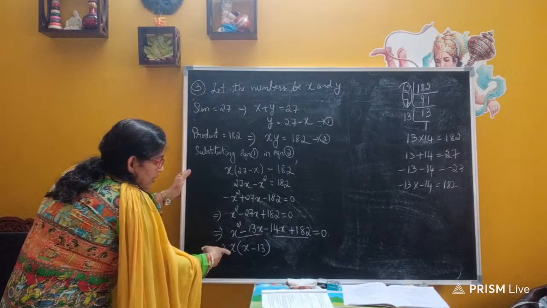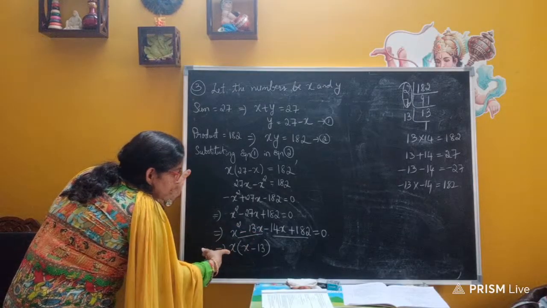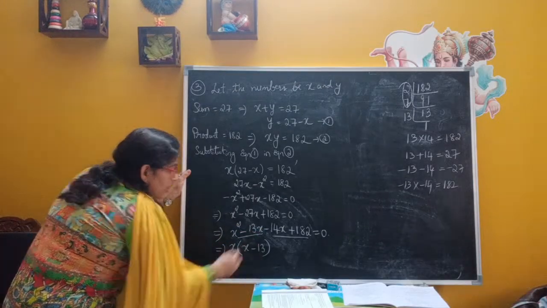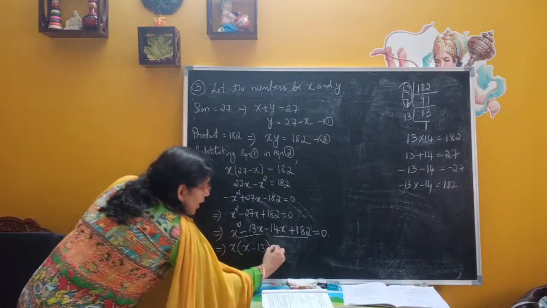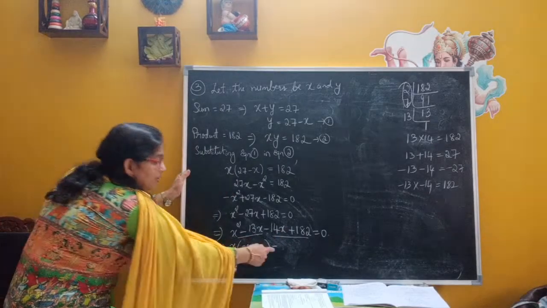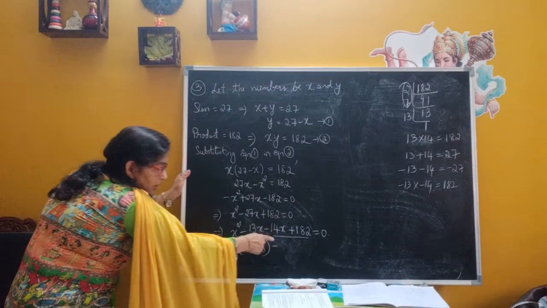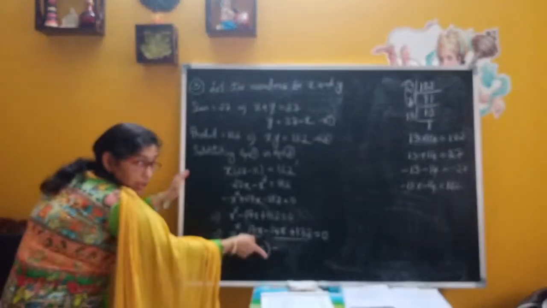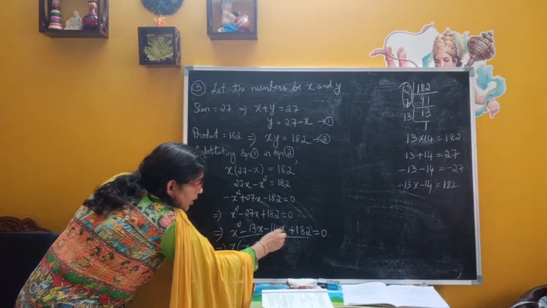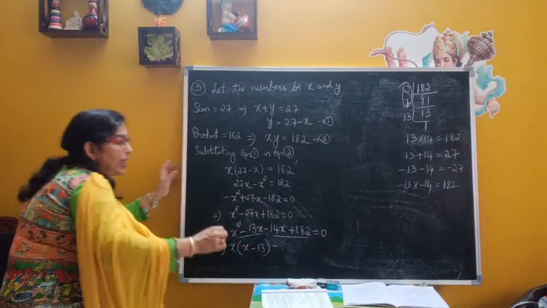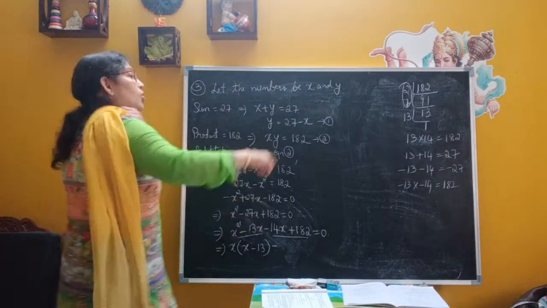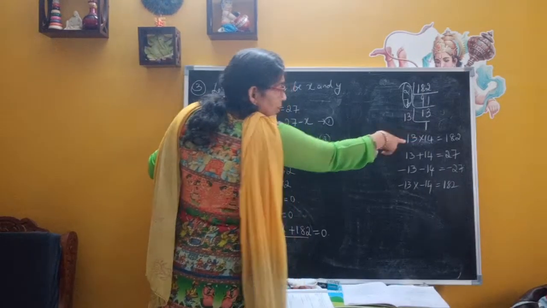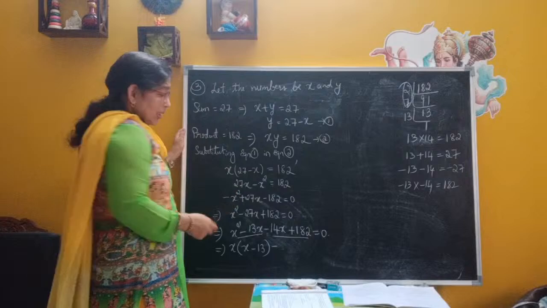x square by x is x. 13x by x is 13. Here the minus sign, you take it outside. If you take the minus sign outside, the signs of the terms inside the bracket change. Okay, so here 14x and 182. 182 comes in the 14 table, because 13 14s are 182, or 14 13s are 182.